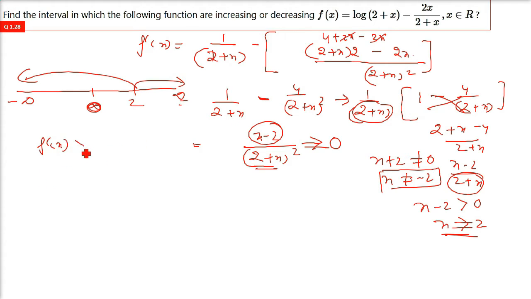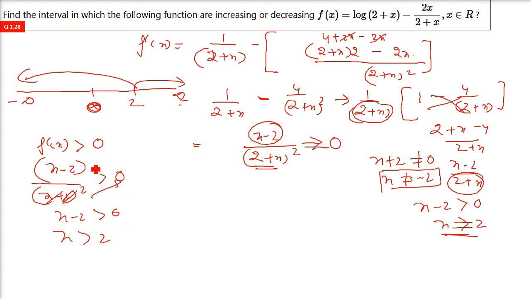So we have f dash x greater than 0. That means (x minus 2) divided by (x plus 2) whole square should be greater than 0. So x minus 2 should be greater than 0. You just forget about the denominator, because if you multiply both sides by (x plus 2) whole square, you are going to get 0 anyways. So x should be greater than 2. Anything which is greater than 2, that means 2 to infinity.